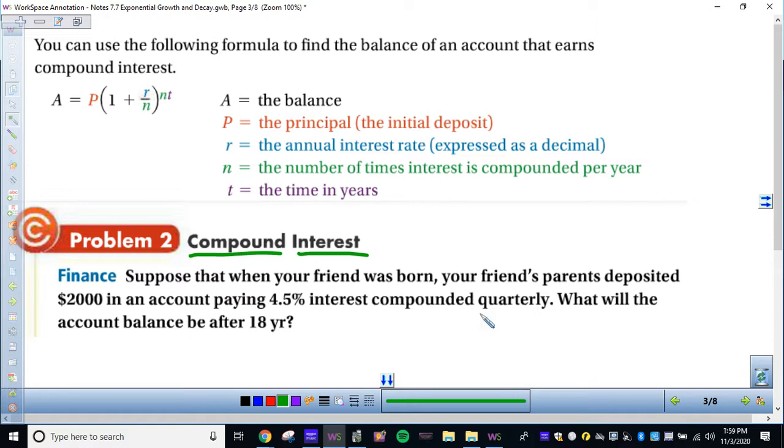So that's compounded for the n. t is time in years. We're going to plug this stuff in. So let's read it first. Suppose that when your friend was born, your friend's parents deposited $2,000 in an account, paying 4.5% interest compounded quarterly. What will the account balance be after 18 years?